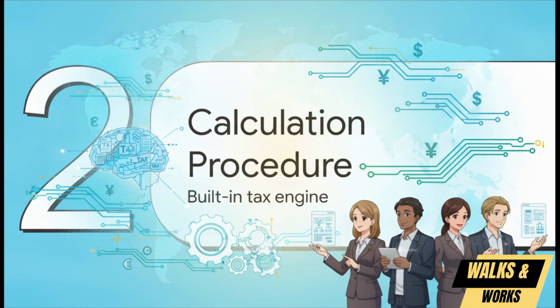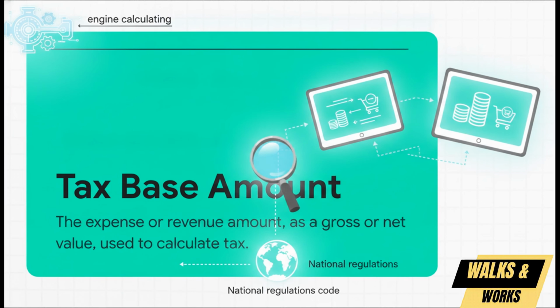Moving on to Part 2, the tax calculation procedure. So how do we actually solve this? Well, SAP acts like a giant built-in tax engine. But before that engine cranks out a single calculation, national regulations tell us where we have to start: the base amount. Think of this as your core expense or revenue. You have to define it as either a net amount, which means the taxable item excluding any cash discounts, or a gross amount, which includes those discounts.